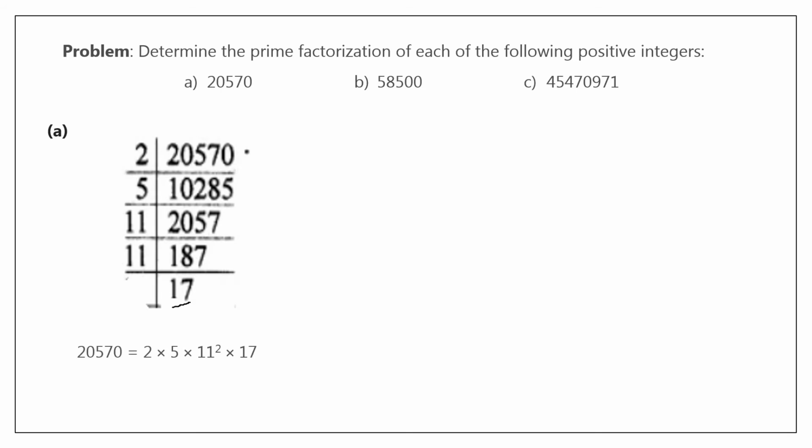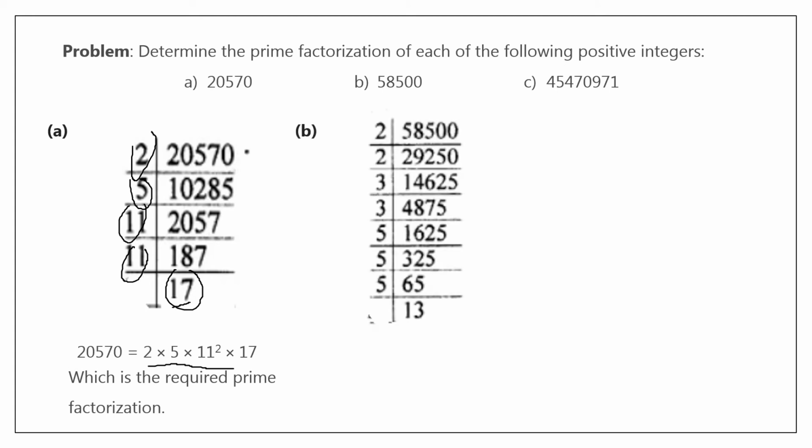Now from this 20,570, we can write only 1 2 is there, 2, only 1 5 is there, 5 power 1, 2 11s are there, 11 square, and only 1 17 is there, 17. Now all are prime numbers, 2, 5, 11 and 17. Therefore this can be expressed as a product of primes, which is the required prime factorization.